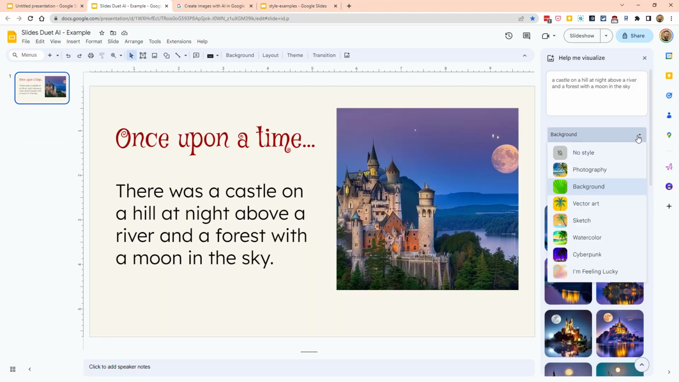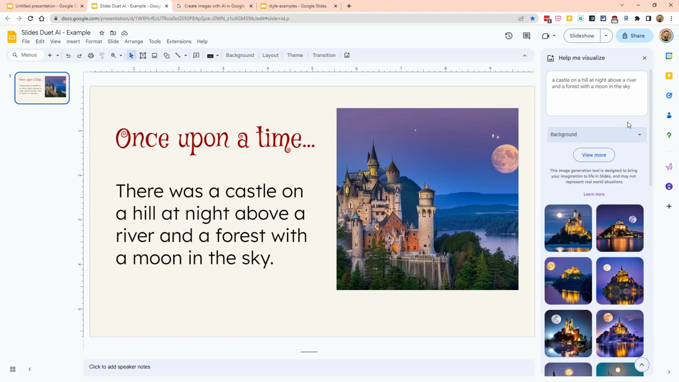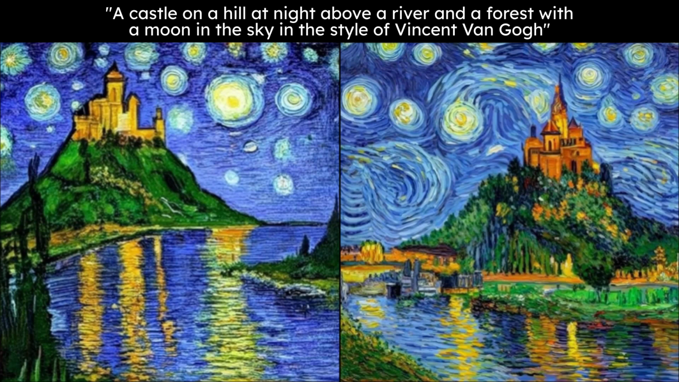Now, instead of using the Style drop-down option, you can also affect the look of your generated images by just adding more details to your original prompt. Let's take a look at some examples where I included more descriptions in the original prompt. All right, so for this first one, it was my original prompt of a castle on a hill at night above a river in a forest with a moon in the sky, but I added in the style of Vincent van Gogh to the original prompt, and it generated these images.